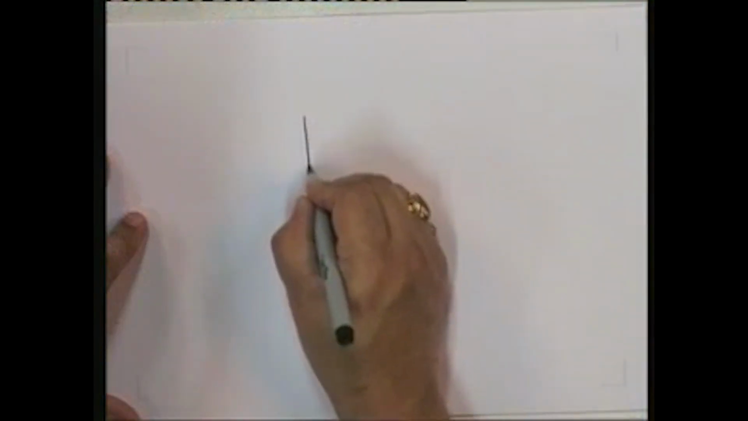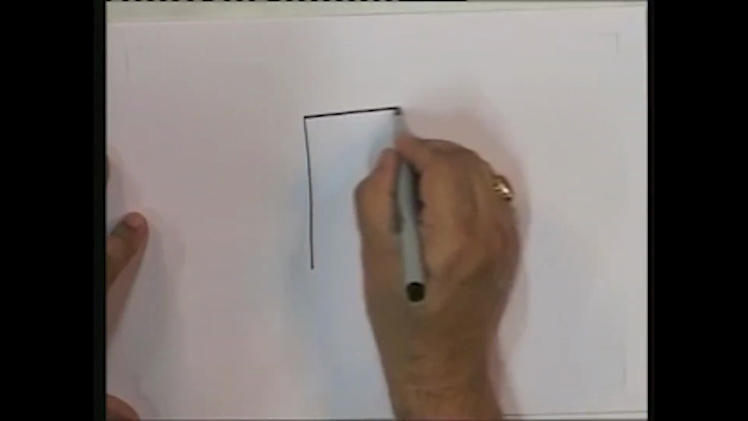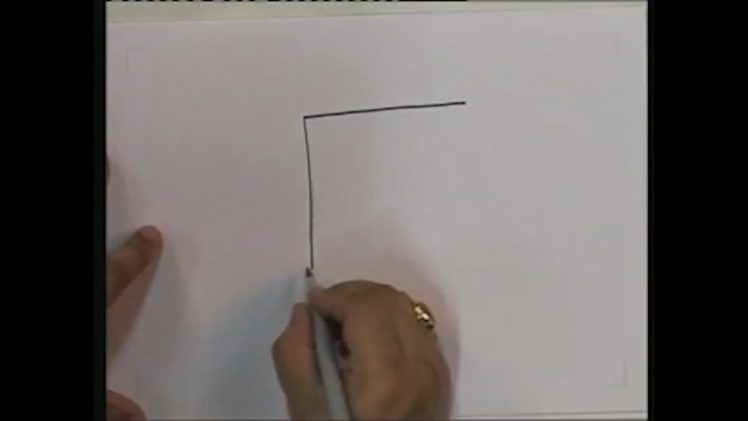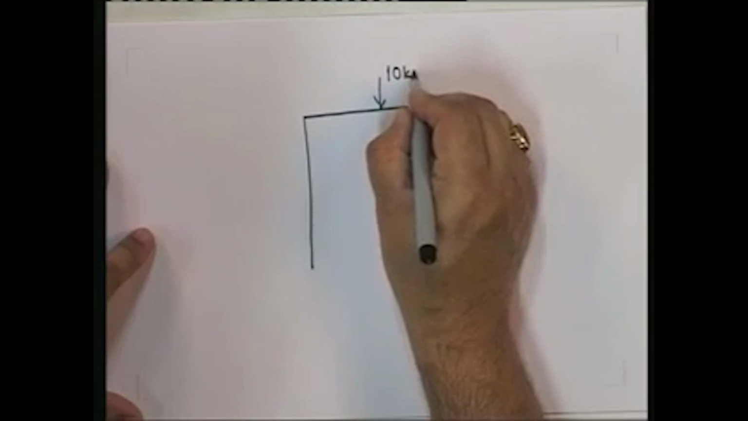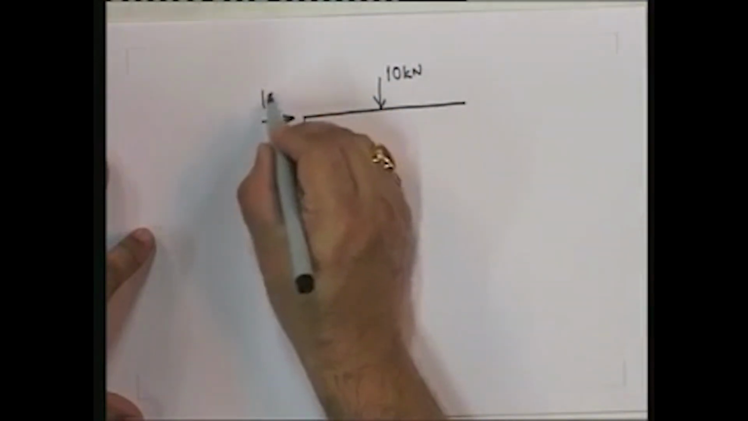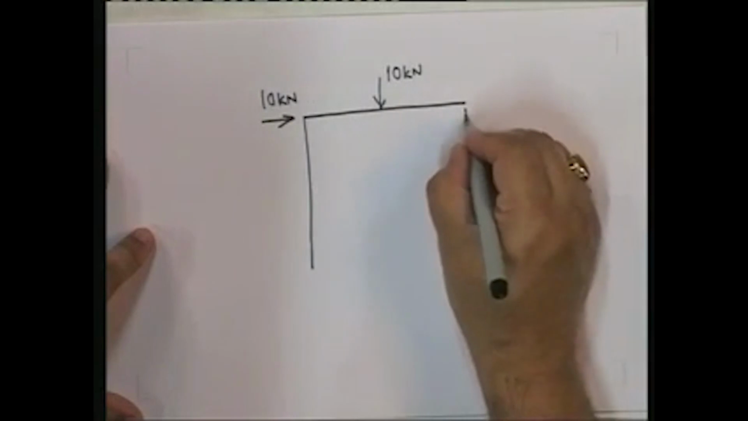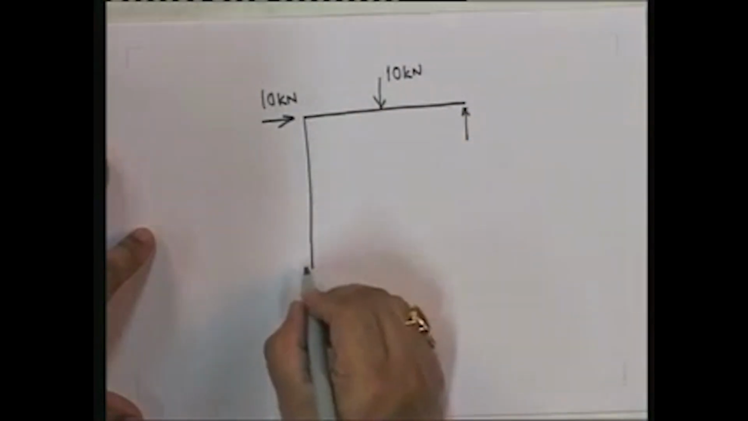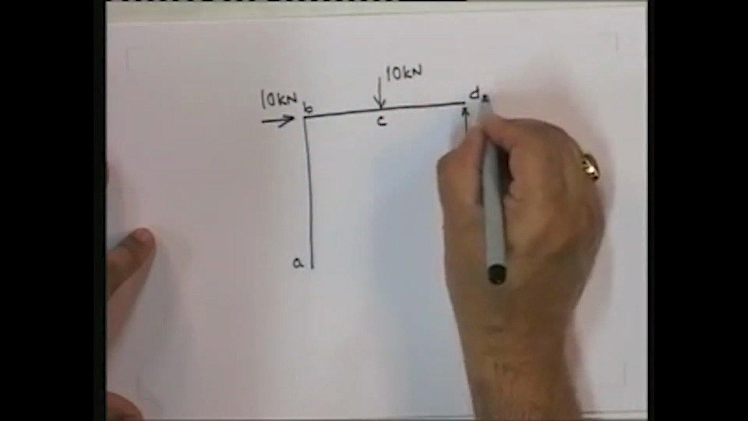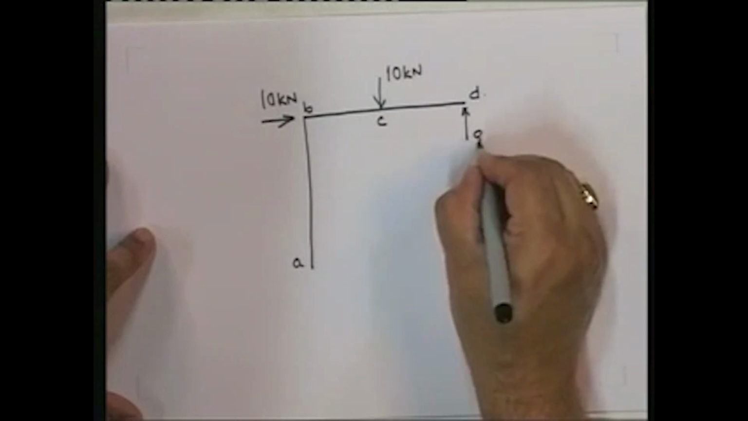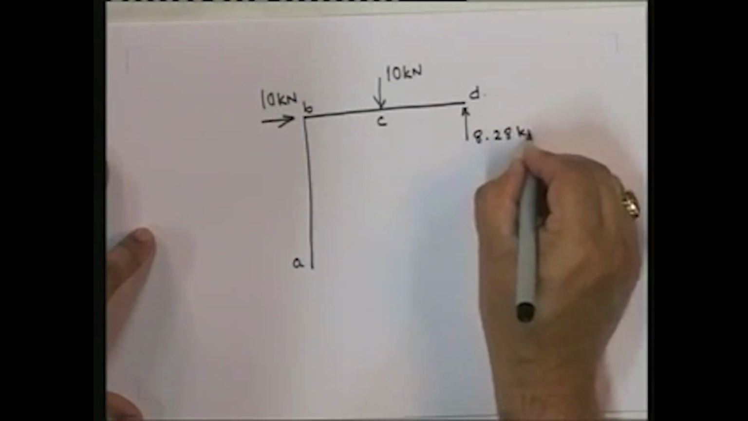Now once I have got that, what's the next step? The next step here is to actually draw the bending moment diagram. However, before drawing the bending moment diagram, let me draw this, this is my loading. Now I know this value, right? This reaction. So this is A, this is B, this is C and D. I found out this reaction, and this reaction value is 8.28 kilonewtons.